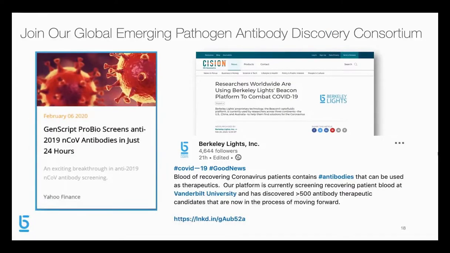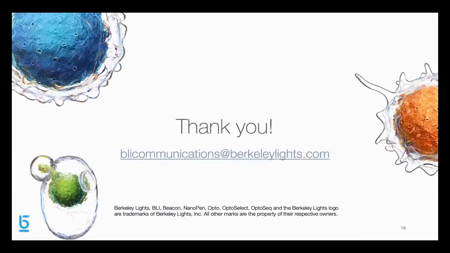We have active collaborations throughout the world to develop new therapeutic antibodies and vaccines for COVID-19. Our collaborators have already leveraged the speed of our platform to discover greater than 500 antibodies to SARS-CoV-2 in a single day. Please reach out to us if you are interested to learn more and join us in our Global Emerging Pathogen Antibody Discovery Consortium in the fight against COVID-19. Thank you.